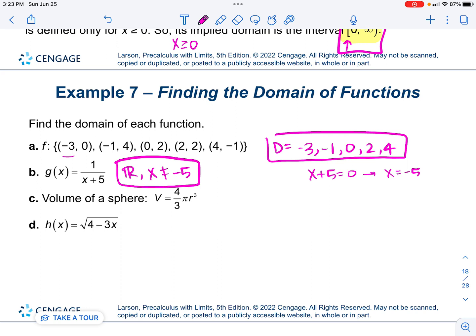Part C, it's a volume of a sphere equation. Doesn't matter that it's a sphere or whatever, it's just a regular polynomial. There's no fraction, there's no radical. What could the radius be? Well, in this equation, it could be anything.